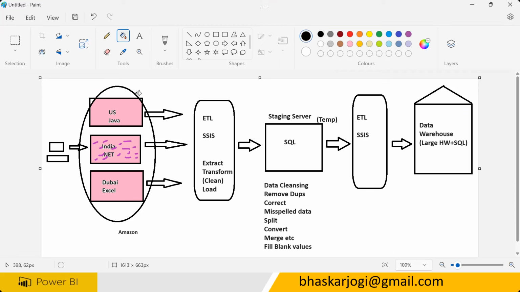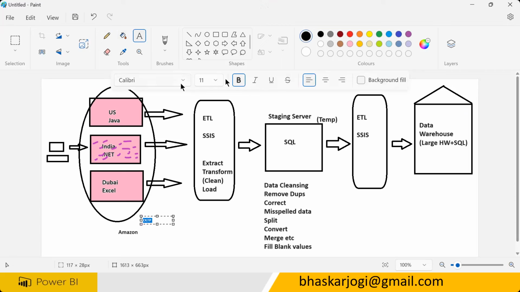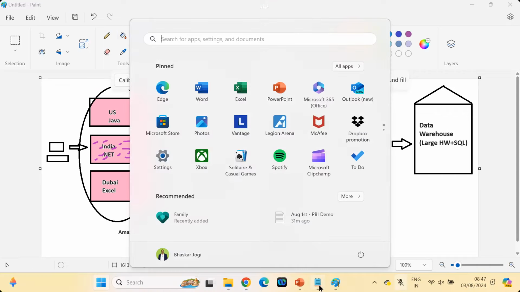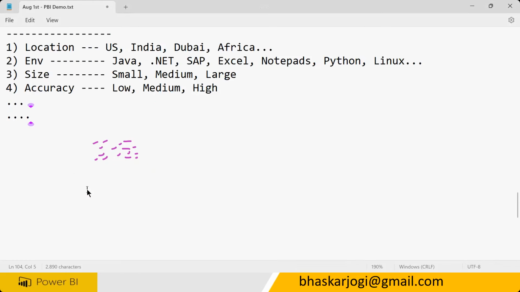So what are these called? These are called OLTP software. Remember this, a very interesting and important point I'm telling you. What is this kind of software? OLTP software. Now you need to ask me, sir, what is OLTP? What is this OLTP you're talking about?